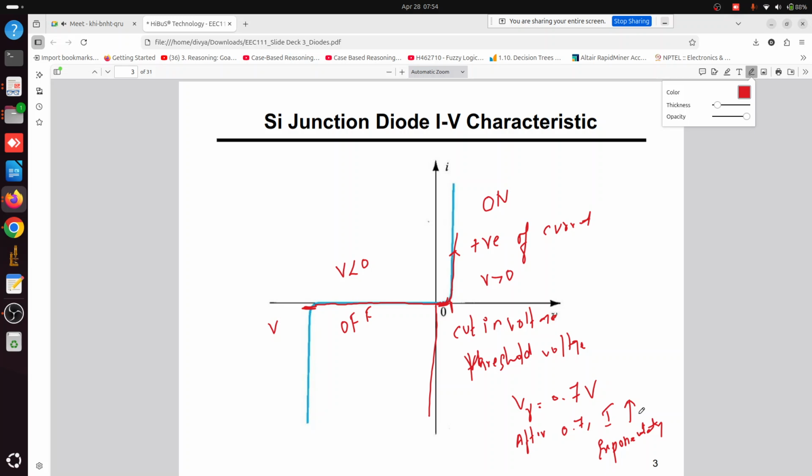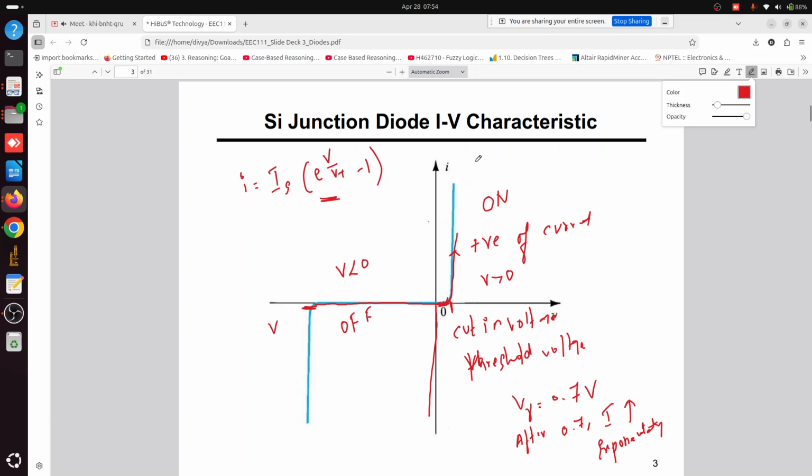Now there is an equation for this. Again, this is not the ideal case; this is the practical case. The diode current formula is I = I_S (e^(V/V_T) - 1). This is very, very important. In the formula we have this exponential term, which is not linear. That's why the curve is non-linear.